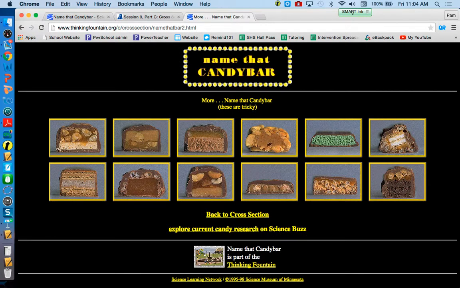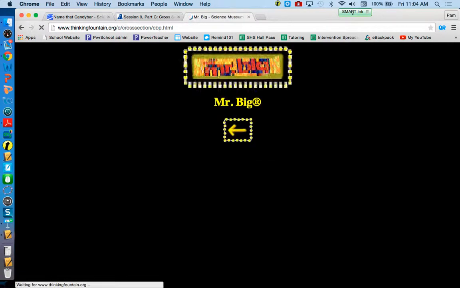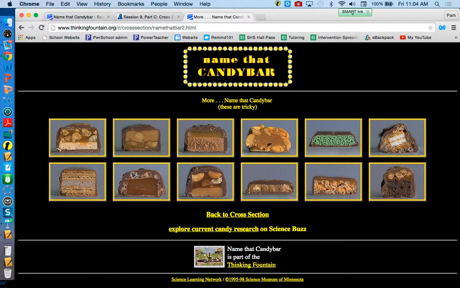Okay, how about this last one on the top? That looks really obvious. No? Mr. Big. I don't know that I've had a Mr. Big. I don't know if we can buy those around here. Bottom row, Nutty bar. I don't know, it doesn't look real nutty. Kind of reminds me of a Twix, but it's taller.